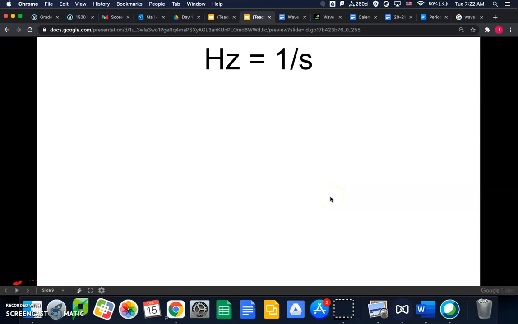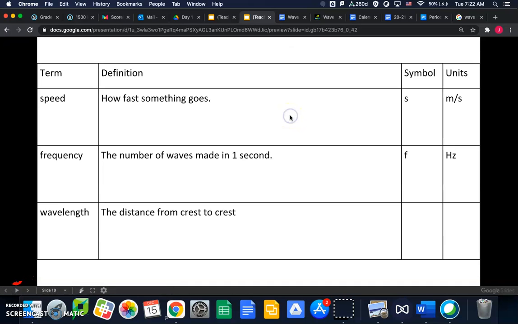So for example, if you had a frequency of 2, that means you're making 2 waves per second. If you had a frequency of 10, you're making 10 waves per second. So hopefully that makes sense.